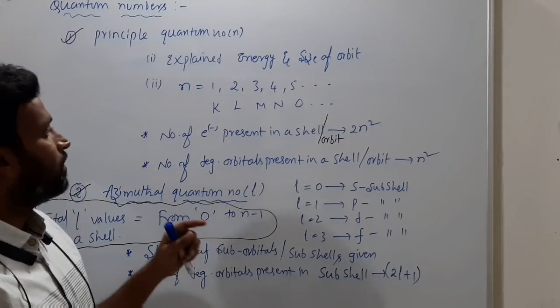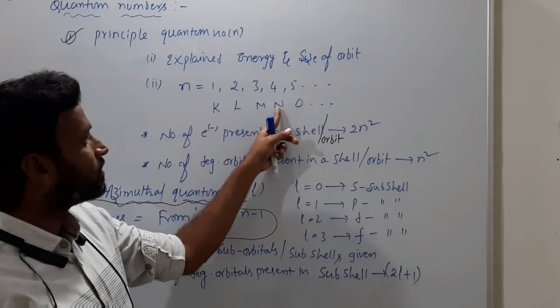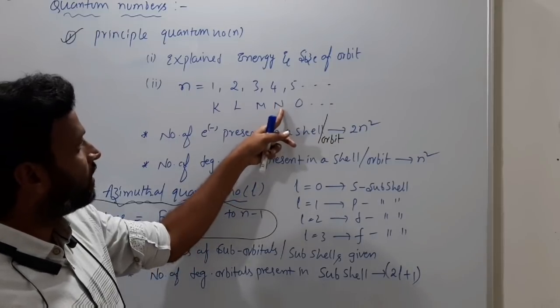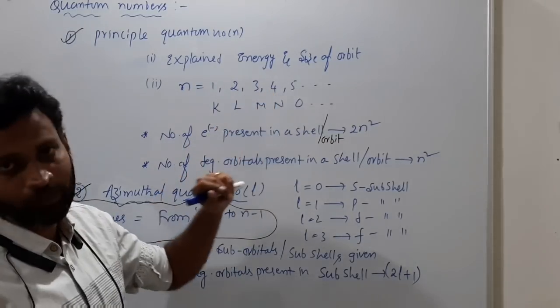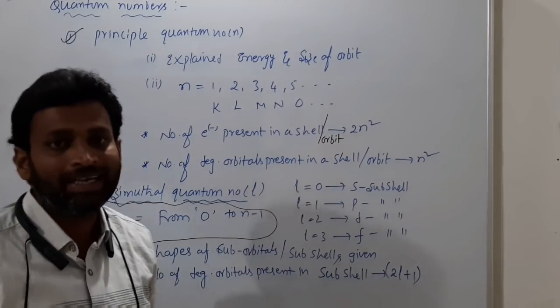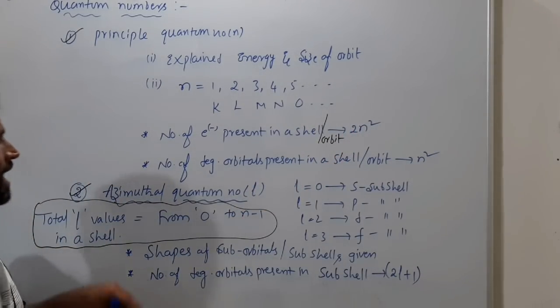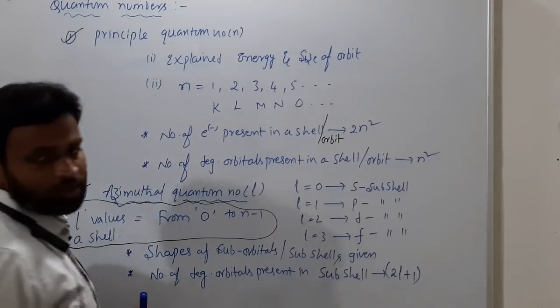In the n shell, how many electrons are there? Say the n value is 4. So 2 into 4 square. Like that, you can find the number of electrons, as well as the degenerate orbitals.